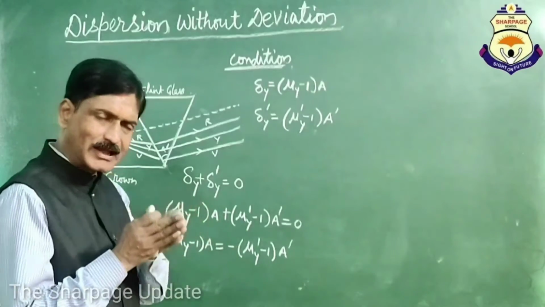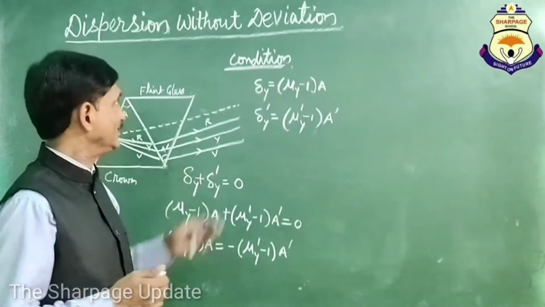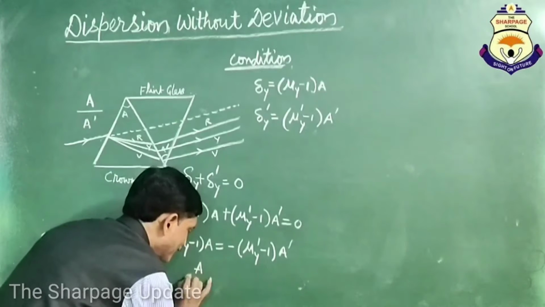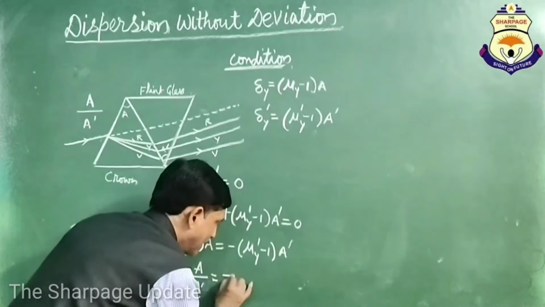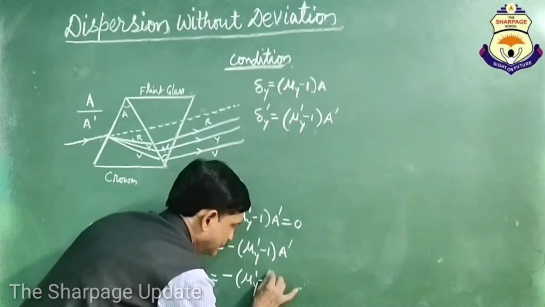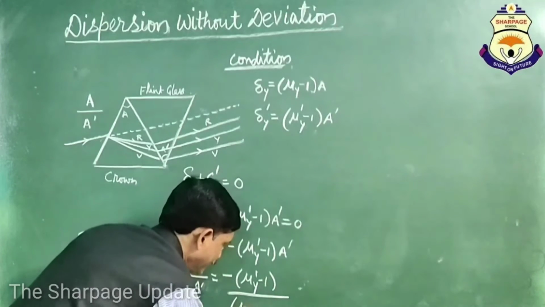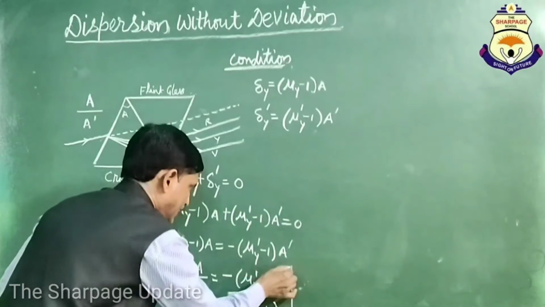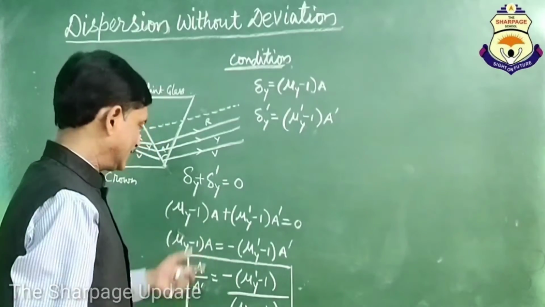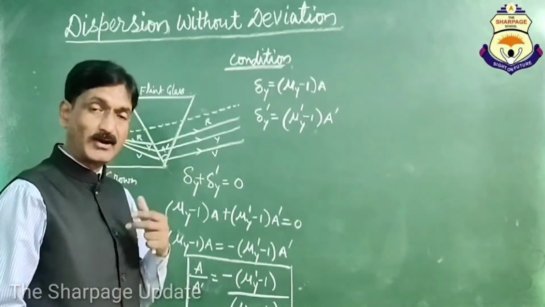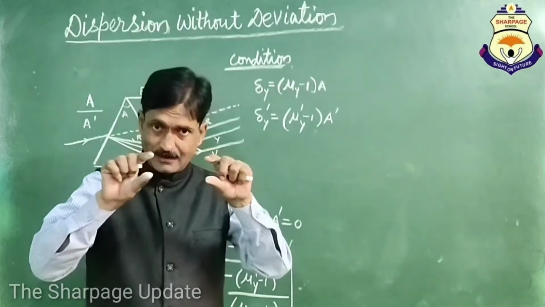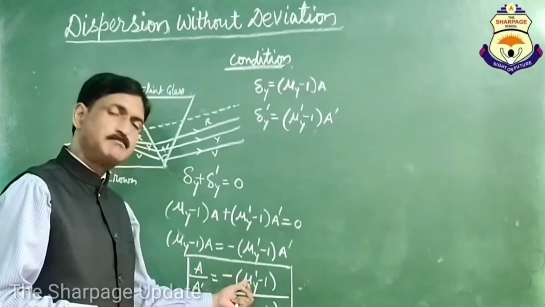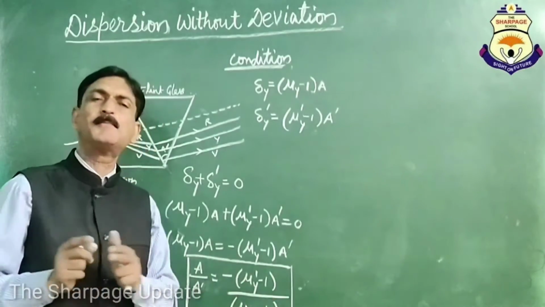So the ratio of the angle of the prism for getting the dispersion without deviation by the combination of these two prisms is A upon A dash equal to minus mu y dash minus 1 upon mu y minus 1. So this will be the condition, or you can say that this will be the ratio of the angle of prism for getting the dispersion without deviation. A upon A dash equal to minus mu y dash minus 1 upon mu y minus 1.